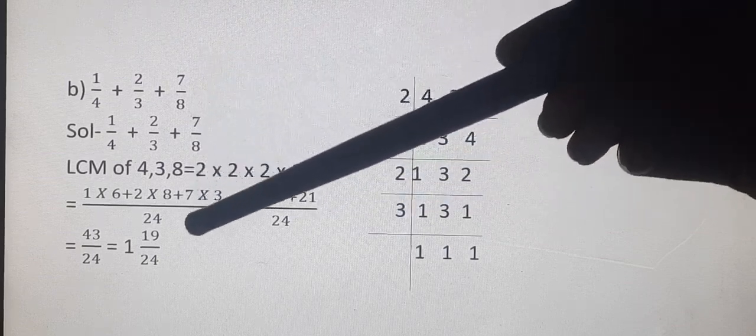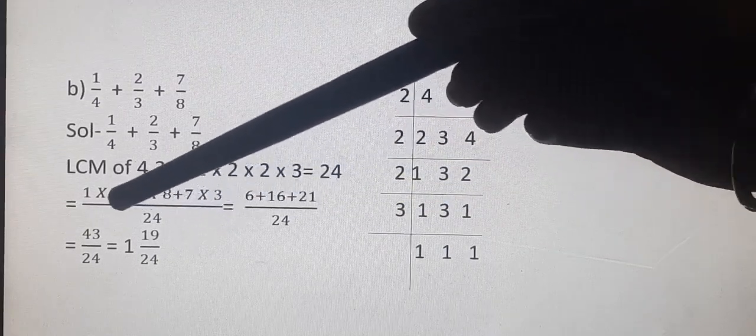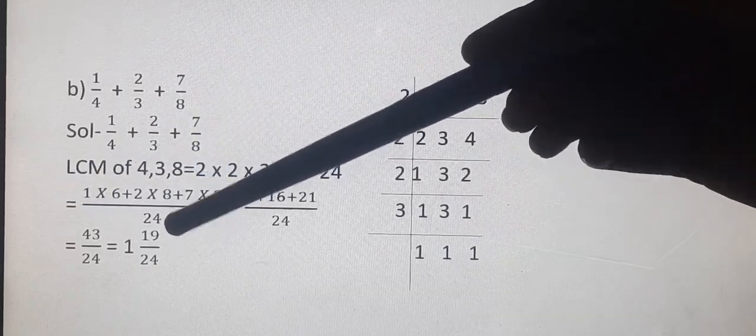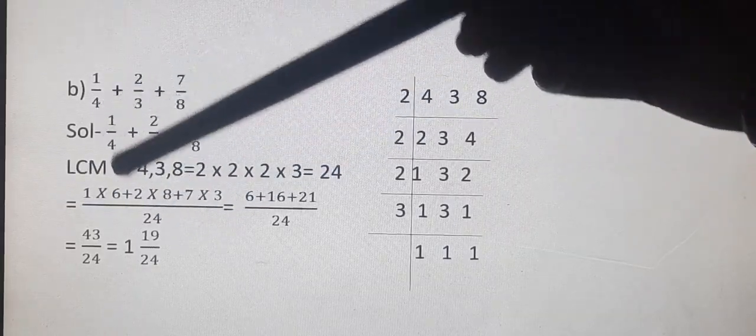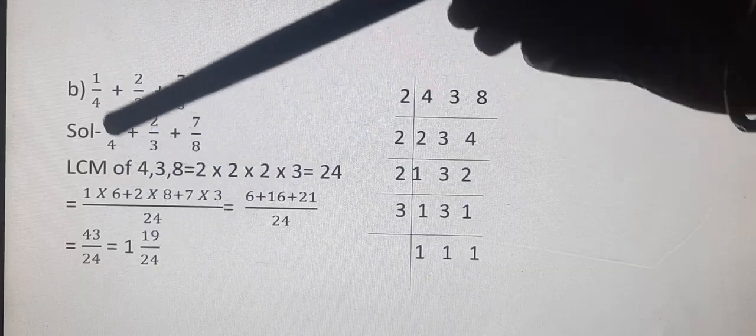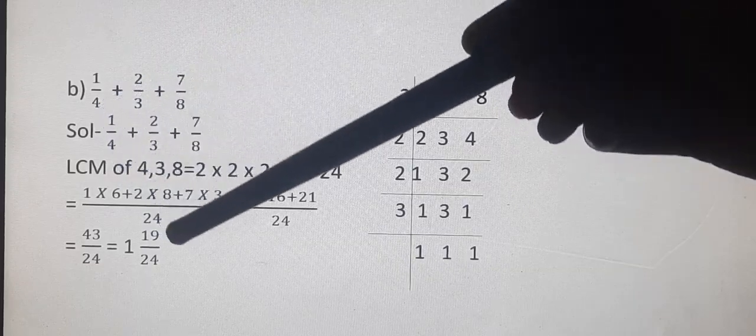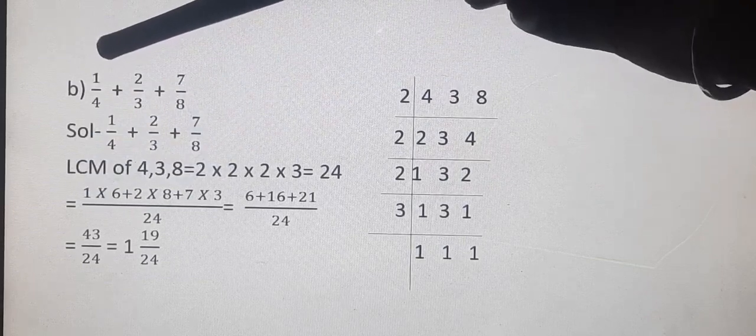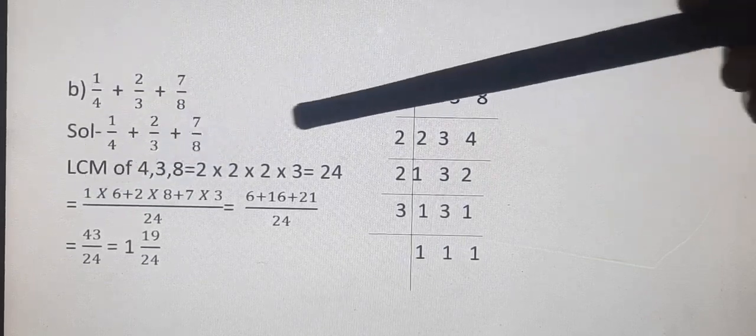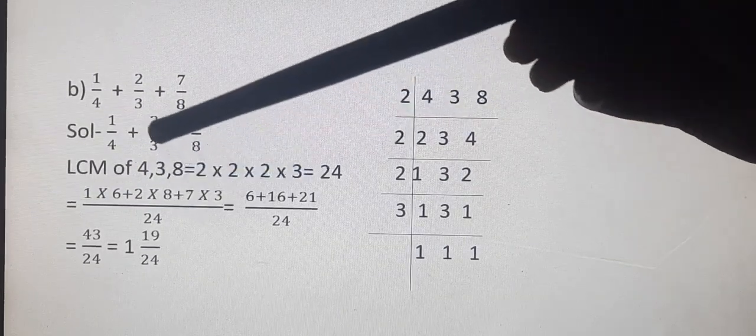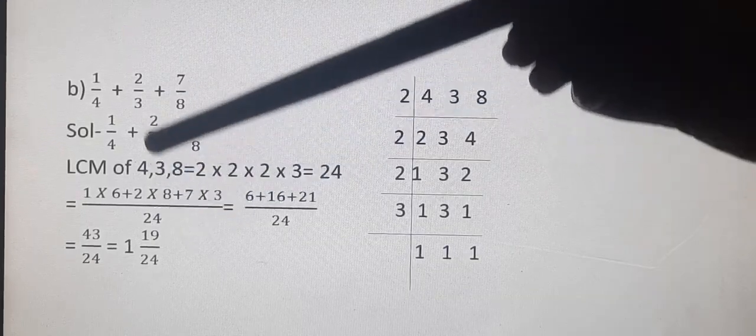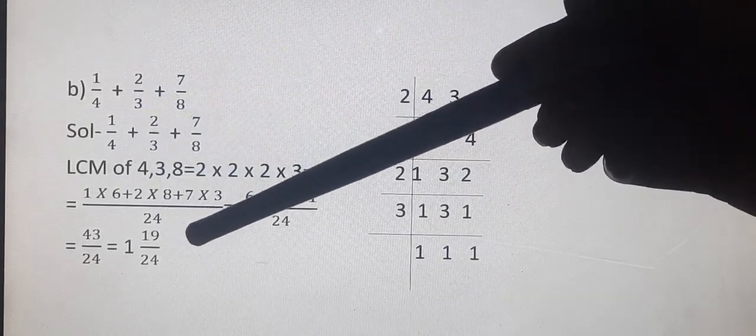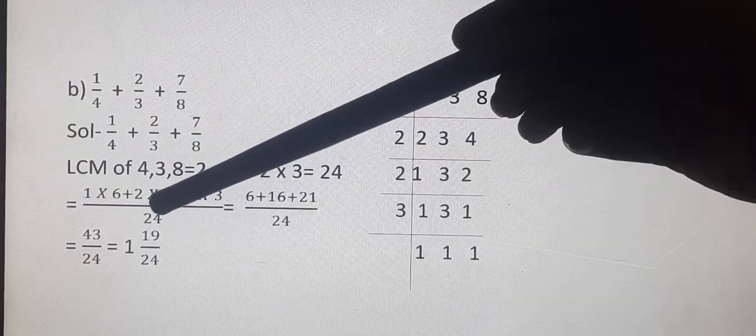Now we will take LCM. Put 1 bar and now divide denominator by denominator. 24 divided by 4. Quotient will be 6. 6 will be multiplied with the numerator. Numerator is 1. 1 into 6. Now what was our step? Divide denominator with denominator. 24 divided by 3. 3 8s are 24. So quotient is 8.